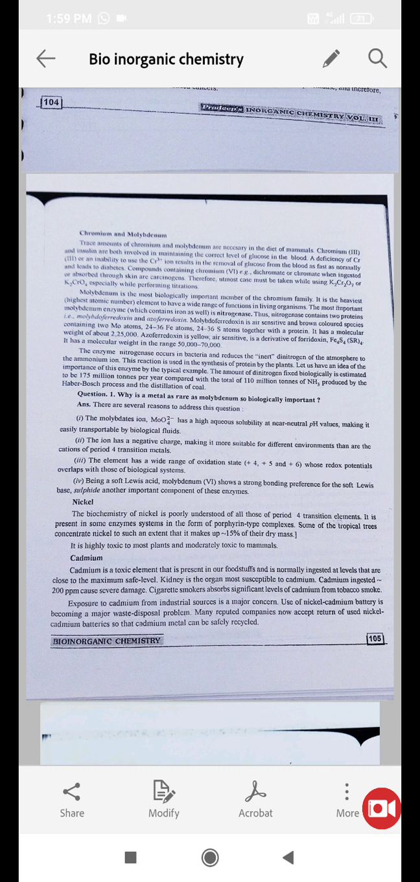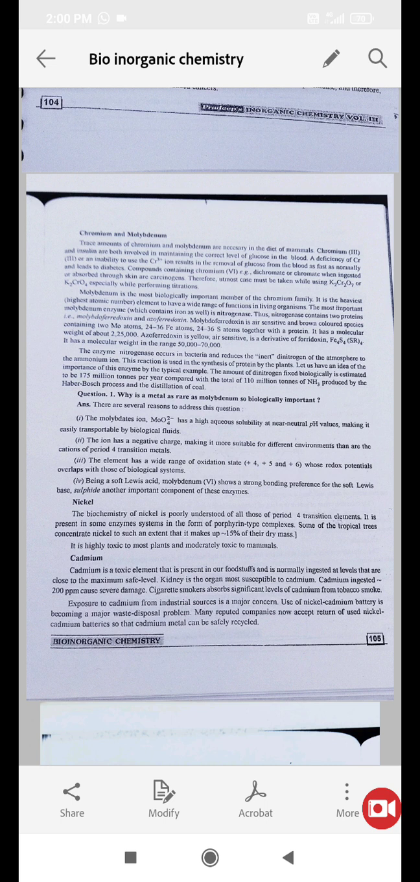Molybdoferredoxin is an air-sensitive, brown-colored species containing two molybdenum atoms, 24 to 36 iron atoms, and 24 to 36 sulfur atoms together with a protein. It has a molecular weight of about 225,000. Azoferredoxin is yellow, air sensitive, and a derivative of ferredoxin Fe4S4. It has a molecular weight in the range of 50,000 to 70,000.